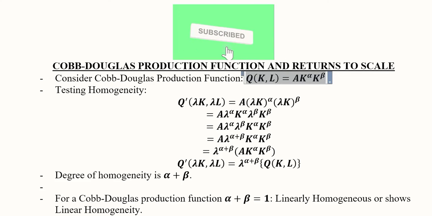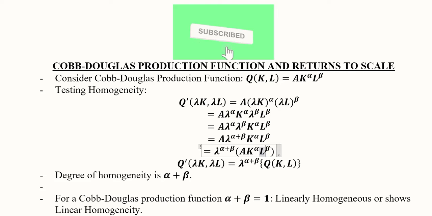This is the parameter, alpha is also a parameter, beta is also, and we have capital and labor as the two variables. So this is the basic Cobb-Douglas production function. For the sake of homogeneity test, we can introduce a scalar, which is lambda in this case, in all of the variables that are there as the independent variables.